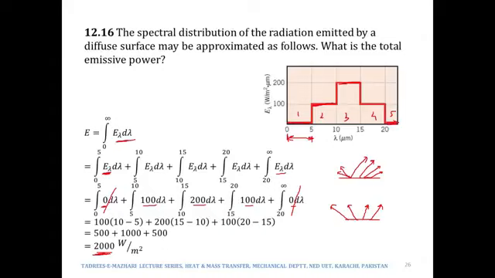this particular body. Now if I ask you, by looking at the spectral emissive power curve, can you say anything about the temperature of the body? Can you say anything about the temperature of the body?